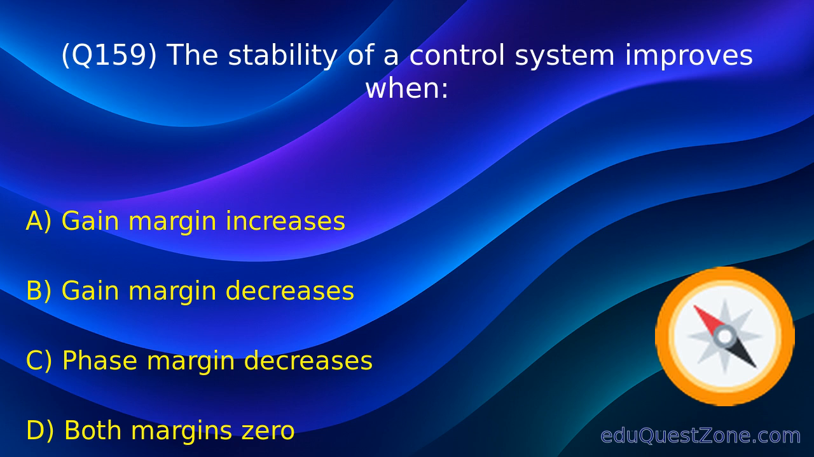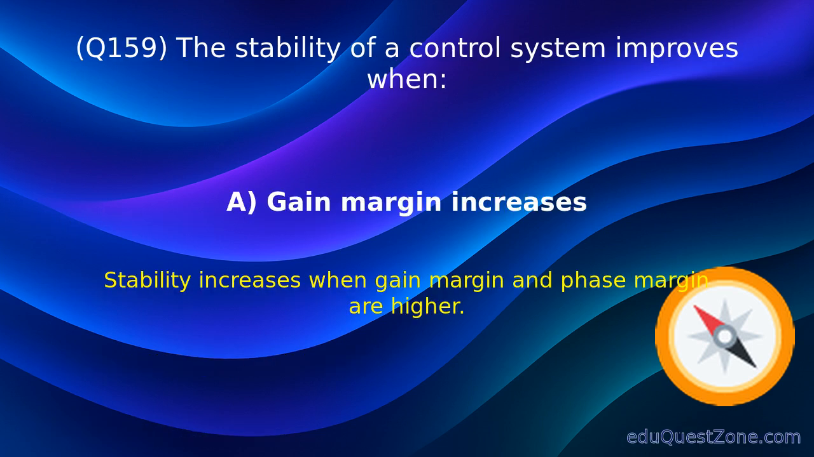Question 159. The stability of a control system improves when? Option A, gain margin increases. System stability increases with higher gain and phase margins.